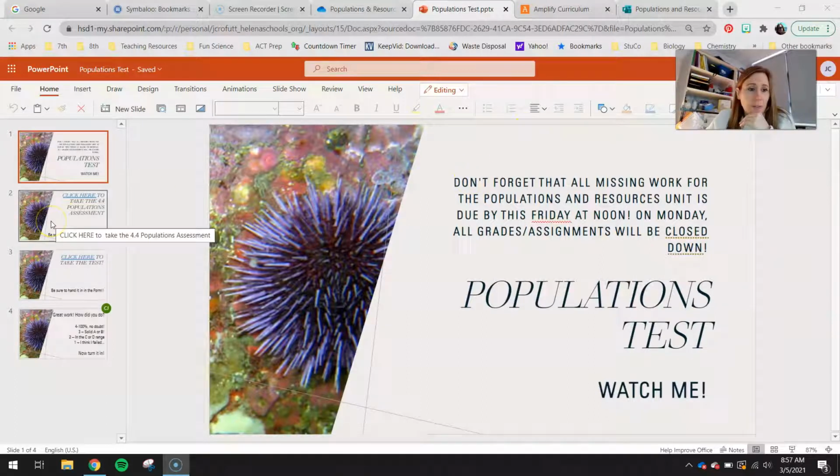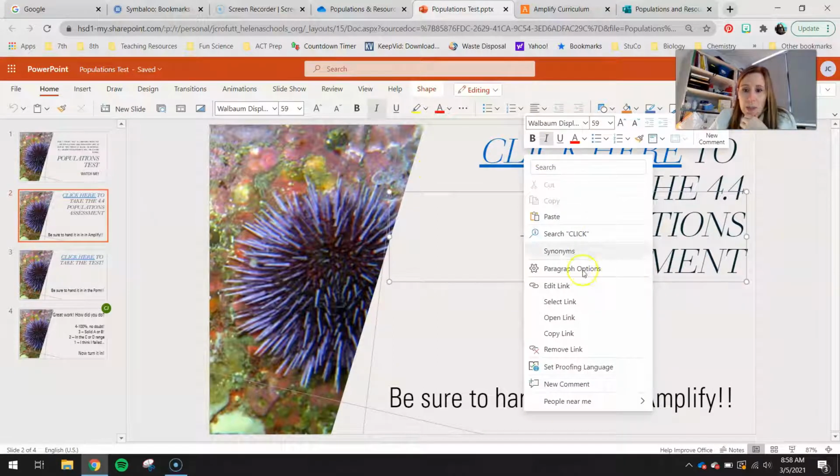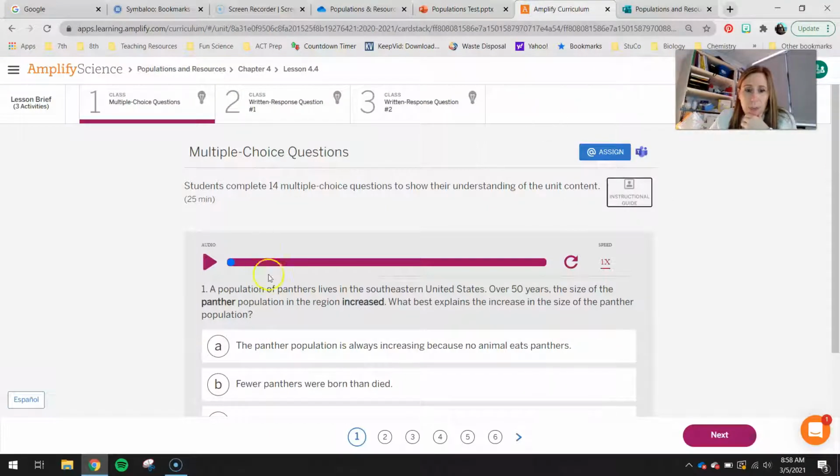Okay, all right, moving on. For today's test, there's two parts, and really this is going to take up the whole block day for you guys. First part, I want you to go to slide 2. You'll use the link. It'll take you into Amplify, so right-click, click Open Link, and it will shoot you into Amplify.